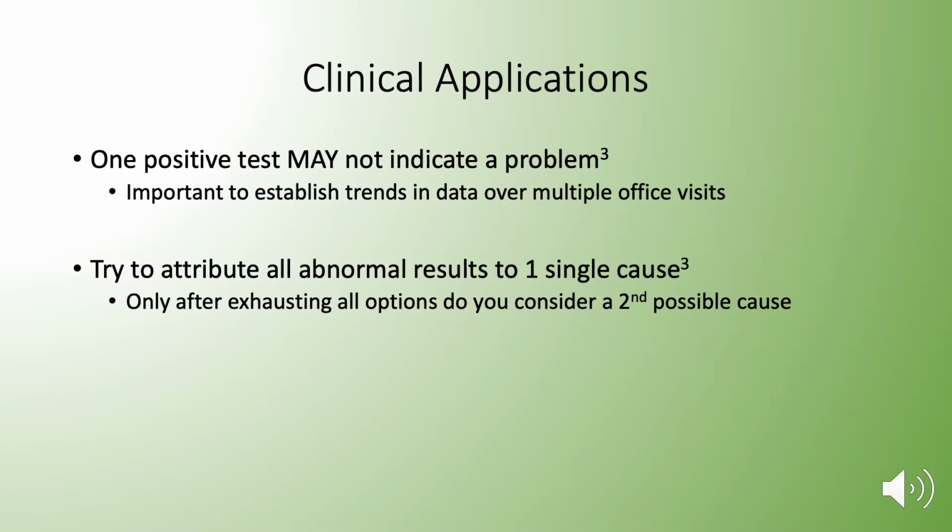We also want to try to attribute all abnormal results to one single cause, as most of the patients that we work with as athletic trainers are under the age of 60. So only after exhausting all options do you consider that a second possible cause may be affecting the abnormal results of tests.